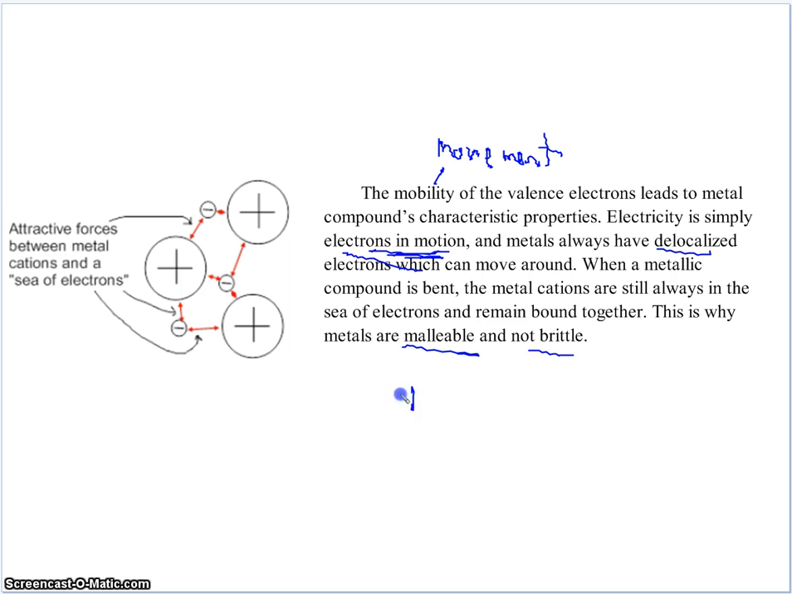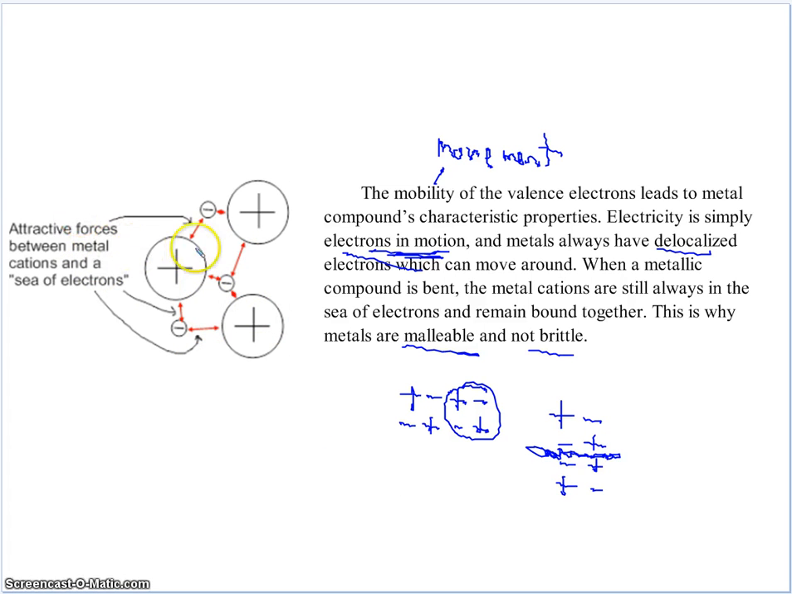Whereas an ionic compound, right, if you have positive, negative, right, this is the crystal lattice, right? And if you bend this, let's say you take this and now you have positive, negative, positive, and now you take this and you rotate it, now you have positive, positive. Well, these are going to repel, right? And so it's not going to stick together. Whereas the metal is always in the sea of electrons, so it's always bound together.